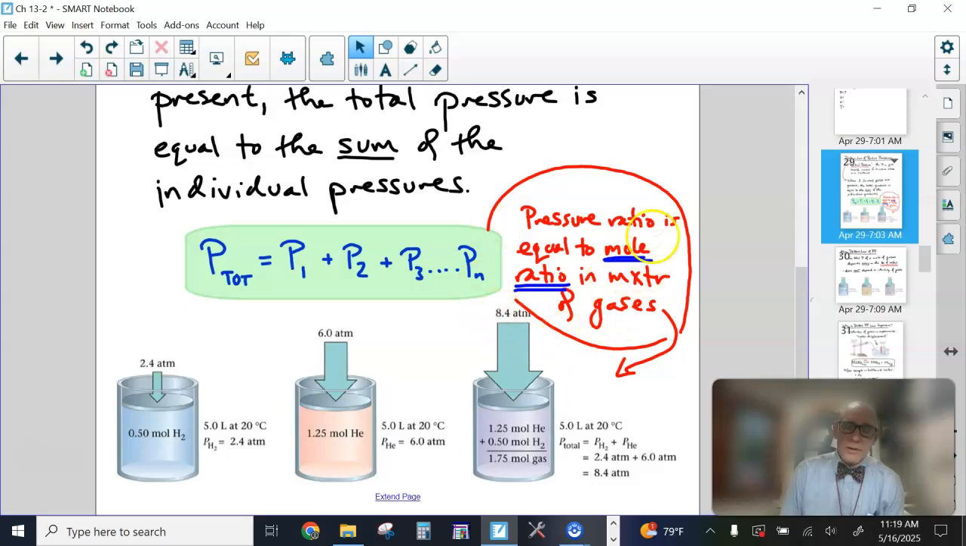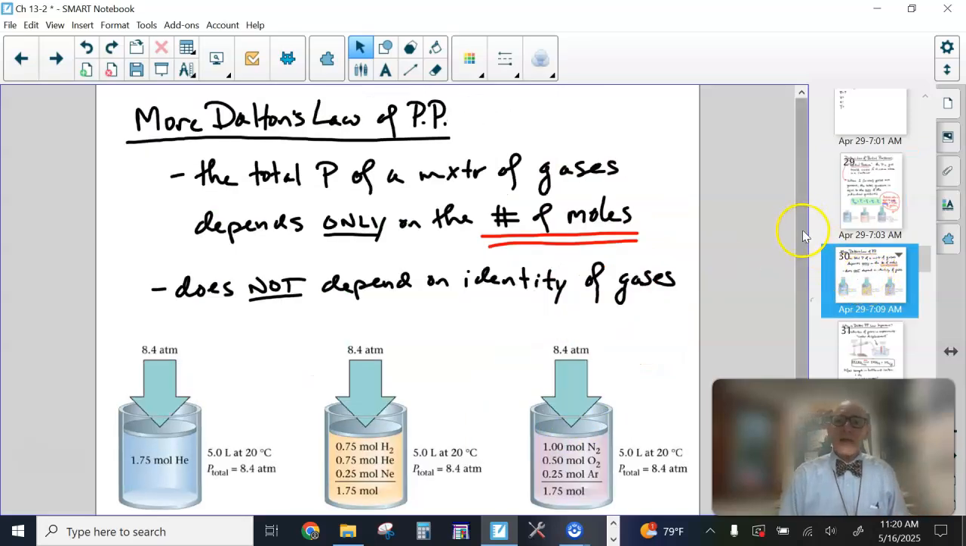So interestingly and important, is this nugget right here. Pressure ratio is equal to the mole ratio. So if this mixture is, let's say, 75% helium, it's going to exert 75% of the total pressure. All right, makes sense. Another thing to note about Dalton's law is that it makes no difference what particles are present. The identity doesn't matter.